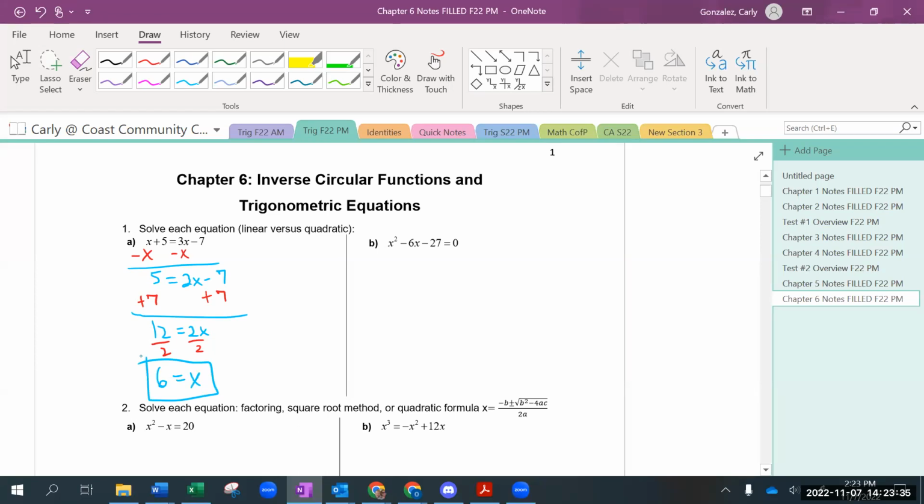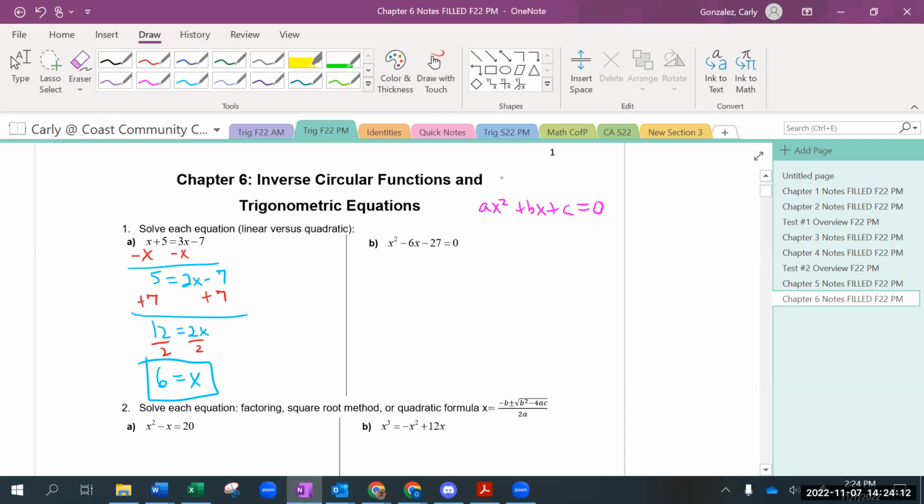On 1b, we see we have x squared minus 6x minus 27 equals 0. And in this situation, we have an equation of the form ax squared plus bx plus c equals 0. So in this case, the coefficient in front of x squared, or a, equals 1. And so our factoring can be a little easier.